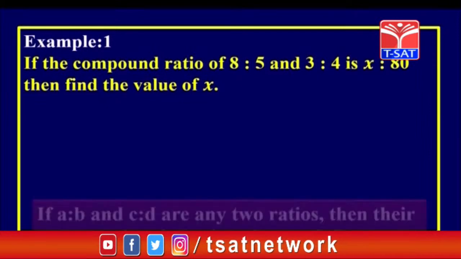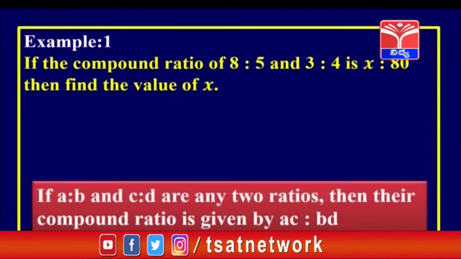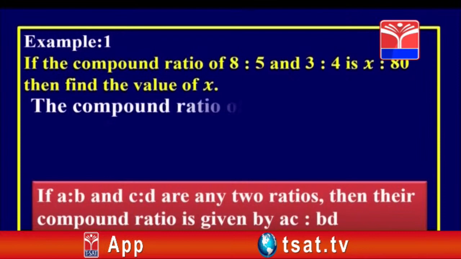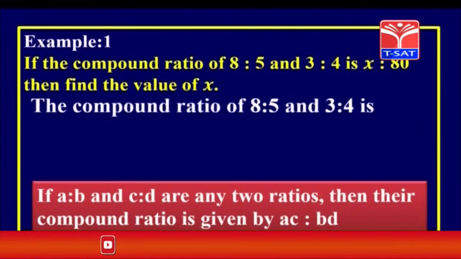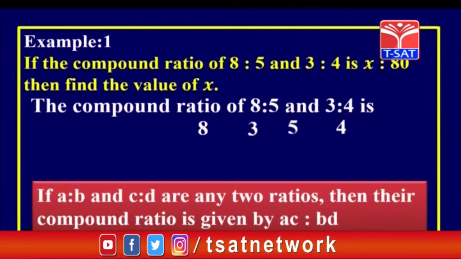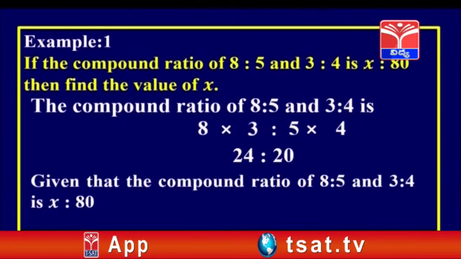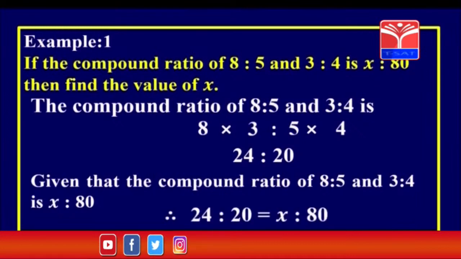Got it, children? So now first let us see how to find compound ratio. We have already seen if A is to B and C is to D are any two ratios, their compound ratio is given by AC is to BD. So compound ratio of 8:5 and 3:4 will be how much, children? Yes, product of antecedents, right? 8 into 3, and product of consequence, 5 into 4. Now multiplying this, what do you get? 24:20. So it is already given that the compound ratio of these two ratios is x is to 80. Now what we will do? Yes, we need to equate 24:20 with x is to 80.